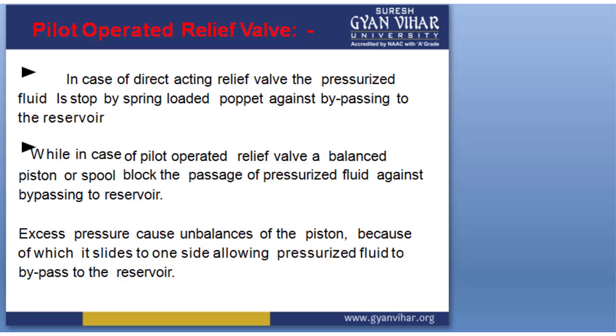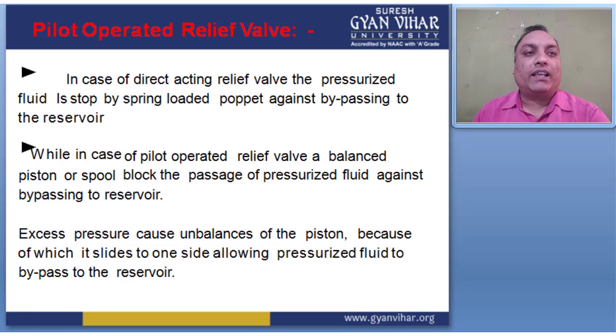pressure reducing valve. In the case of a direct acting relief valve, when it is pressurized, fluid is stopped by a spring loaded poppet against bypassing to the reservoir, while in the case of a pilot operated relief valve, a balanced piston or a spool blocks the passage of the pressurized fluid against bypass to the reservoir, and excess pressure causes unbalance of the piston, because of which it slides to one side, allowing pressurized fluid to bypass to the reservoir.